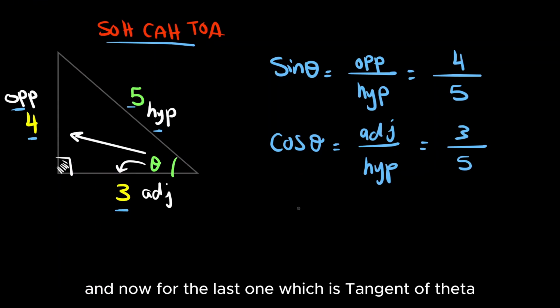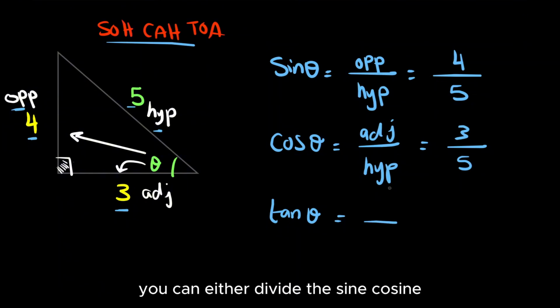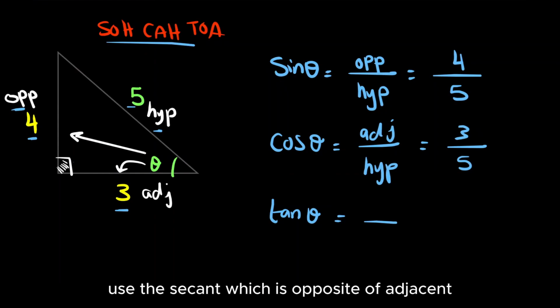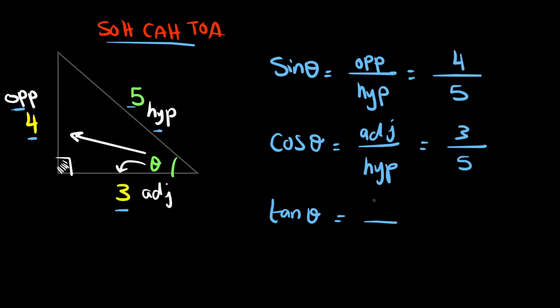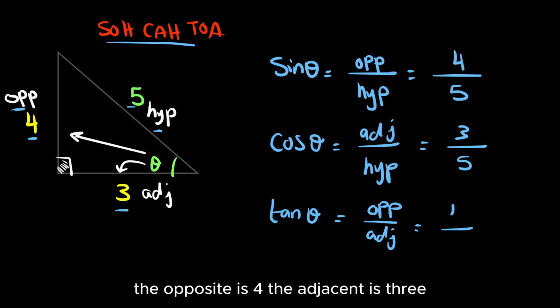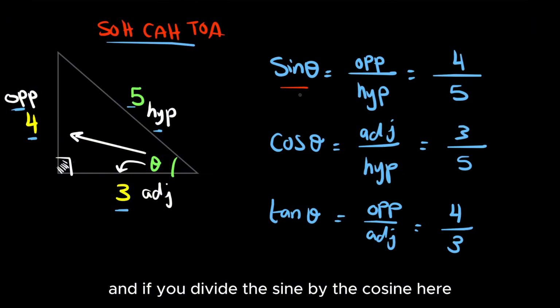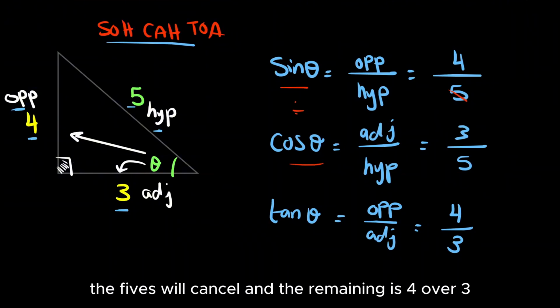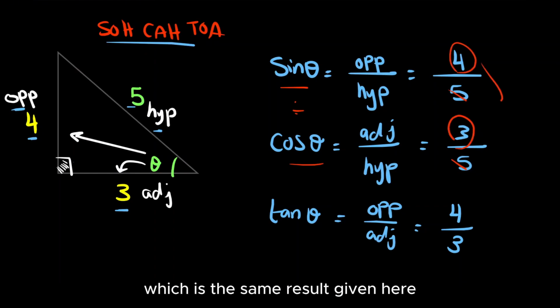And now for the last one, which is tangent of theta. You can either divide the sine by the cosine, or just use the SOHCAHTOA, which is opposite over adjacent. Opposite over adjacent. The opposite is 4. The adjacent is 3. And if you divide the sine by the cosine here, the 5's will cancel, and the remaining is 4 over 3, which is the same result given here.